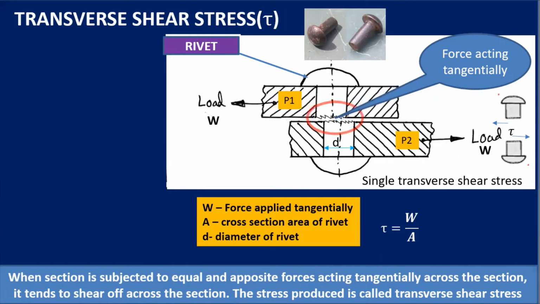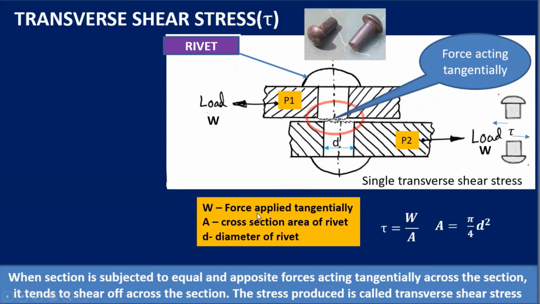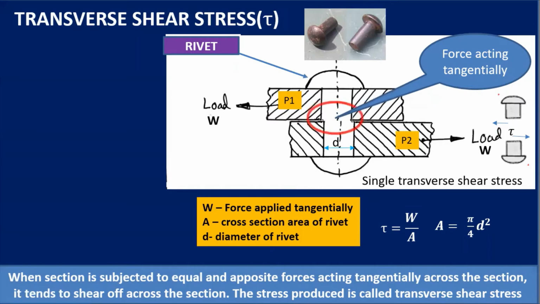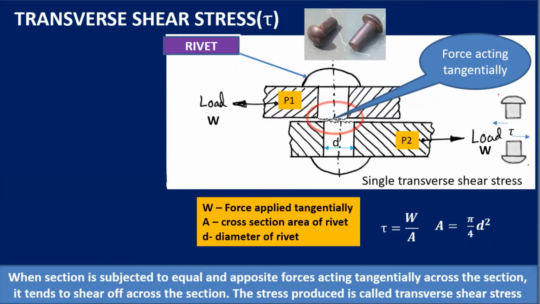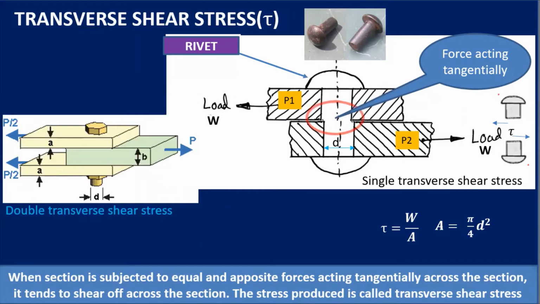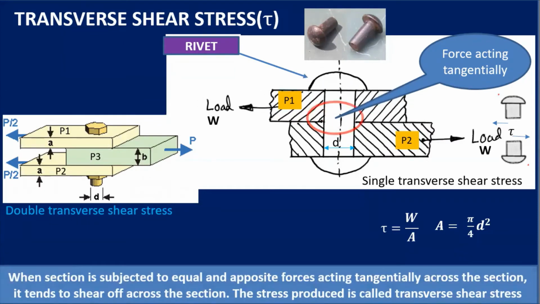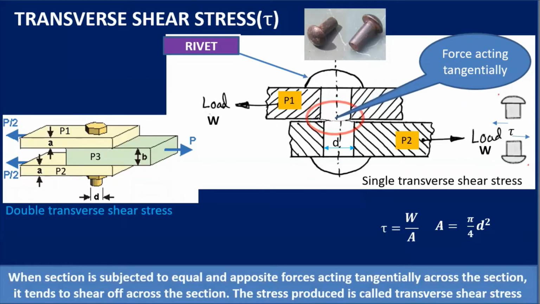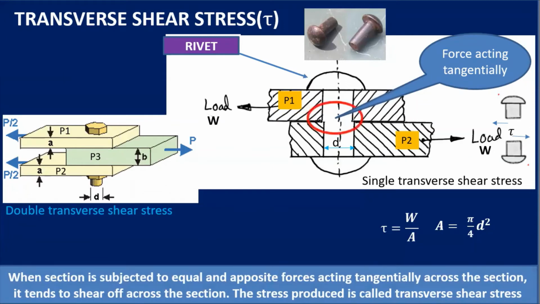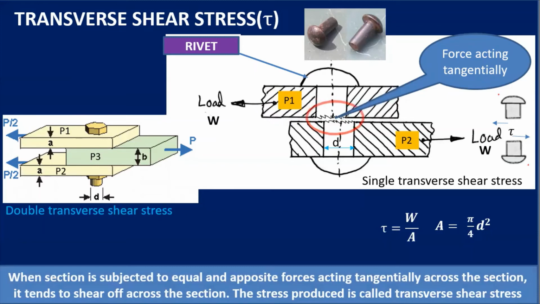A is the cross-sectional area of the rivet, and as the rivet is circular, the area will be given by pi by 4 d square, where d is the diameter of the rivet. Now let's take another example. In this case, I have taken three plates, plate 1, plate 2 and plate 3, and all these three plates are connected with the help of a rivet. This is an example of a double transverse shear stress. I'll tell you how.